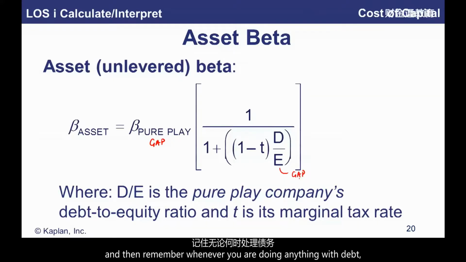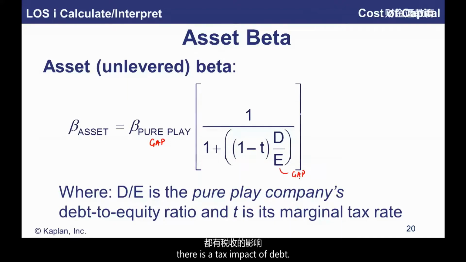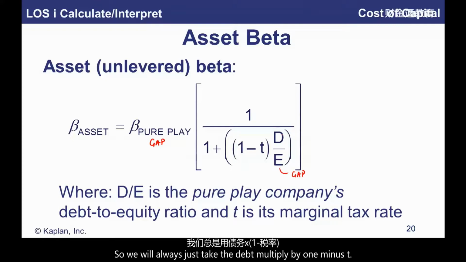And remember, whenever you're doing anything with debt, there's that tax impact of debt. So we always just take the debt, multiply it by 1 minus T. So you're dividing by 1 plus the debt to equity ratio, and just remember to multiply the D by 1 minus T. And that gives us an unlevered beta, also known as the asset beta.